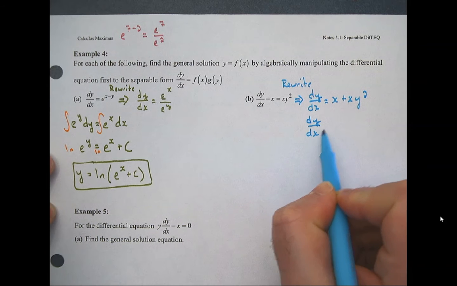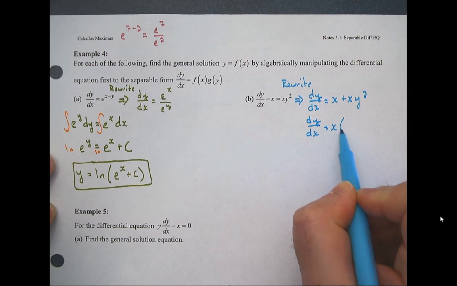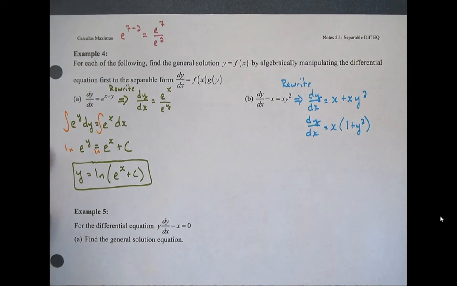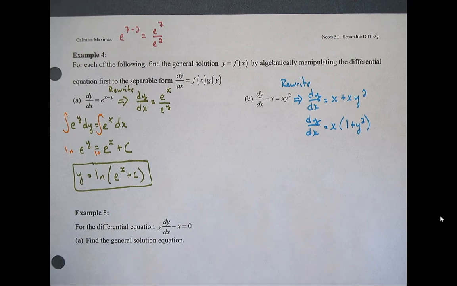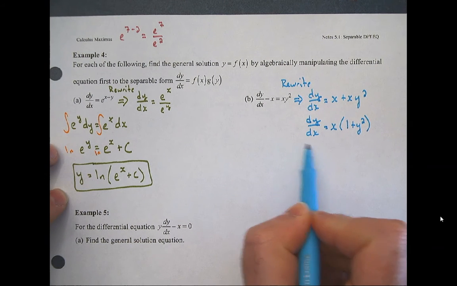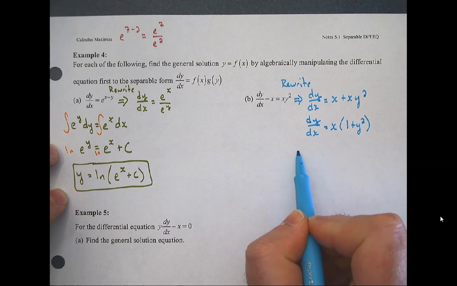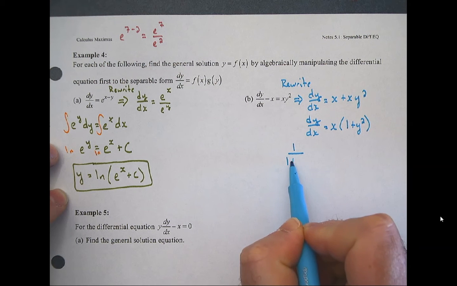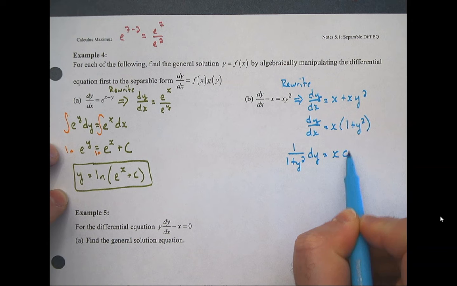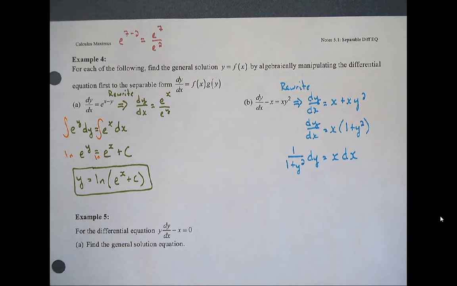dy dx is equal to, I can take out an x. So I can factor out that common term. And now I can do a little multiply. I'm going to multiply this over here, and I'm going to divide this over here. So now I'm going to have 1 over 1 plus y squared dy equals x dx. Okay, now I want to integrate.